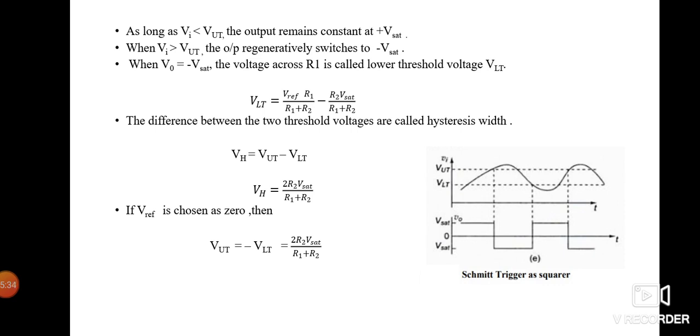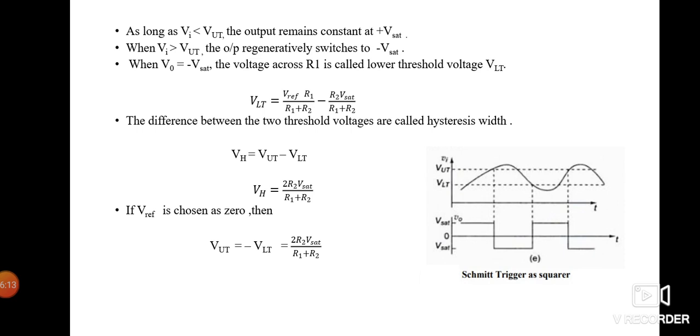The resistor R3 is chosen equal to R1 parallel to R2 to compensate for the input bias current. One application of this is that it can convert a very slowly varying input voltage into a square wave output. If V reference is chosen as 0, then VUT equals minus VLT, that is R2 into Vsat divided by R1 plus R2.